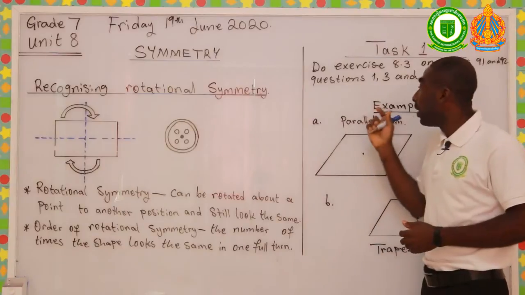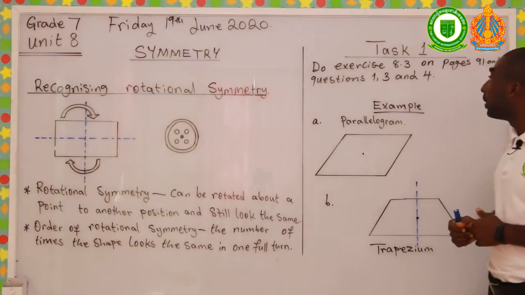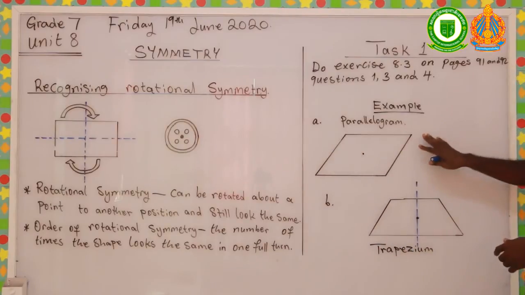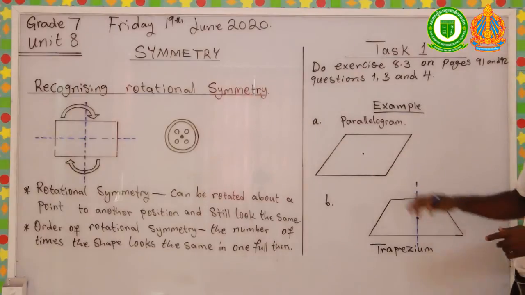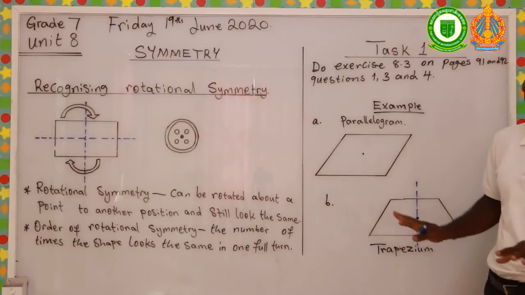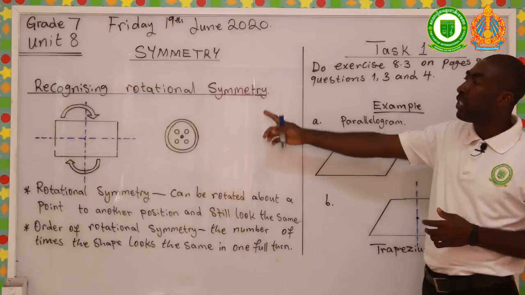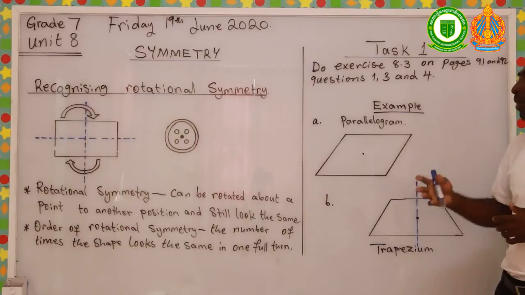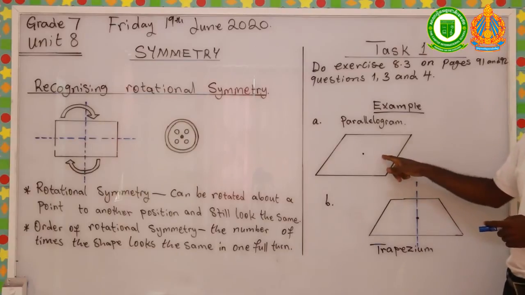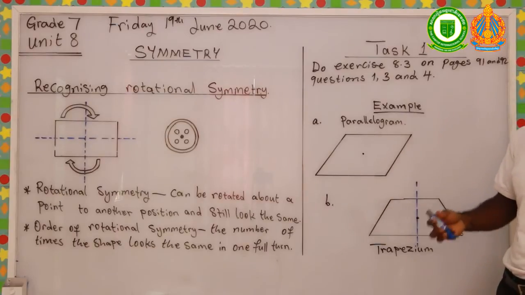We have a second example that we're going to look at before we go to our task 1 for the day, because our task 1 is also going to be on rotational symmetry. We'll use a parallelogram as an example. This parallelogram cannot take any line of symmetry, so we cannot put any line of symmetry inside, but we can have rotational symmetry. Rotational symmetry here means that we can turn this parallelogram and it will still look the same. How many times can you turn this and it will still look the same?